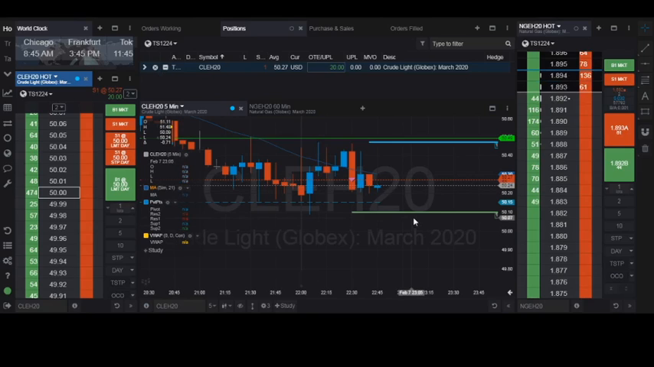By the way, I'm using the CQG platform, and I'm using broker MV Futures. One normal contract size for crude oil is 1000 US dollars.